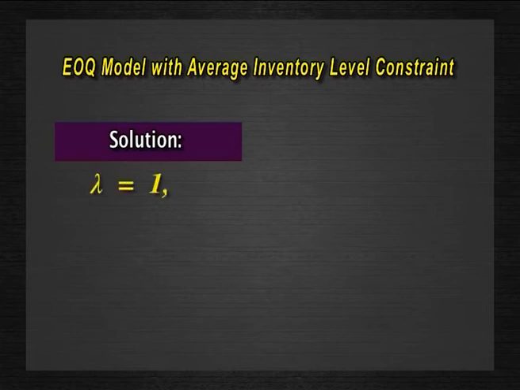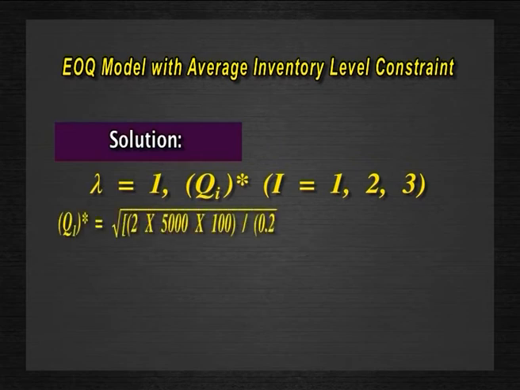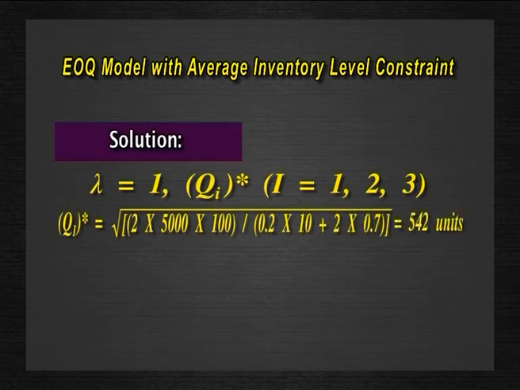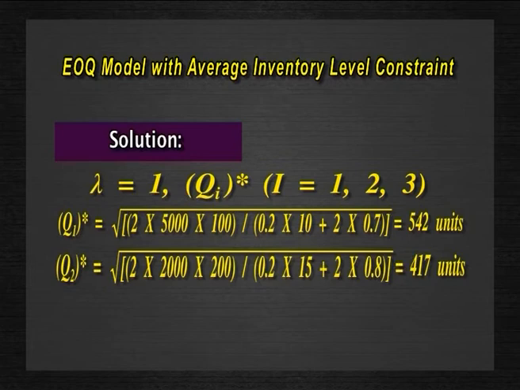For lambda equal to 1, computing Qi star where i is equal to 1, 2, 3 for each item is as follows. Q1 star equal to square root of 2 into 5000 into 100 divided by 0.2 into 10 plus 2 into 0.7, equal to 542 units. Q2 star is equal to square root of 2 into 2000 into 200 divided by 0.2 into 15 plus 2 into 0.8, equal to 417 units.